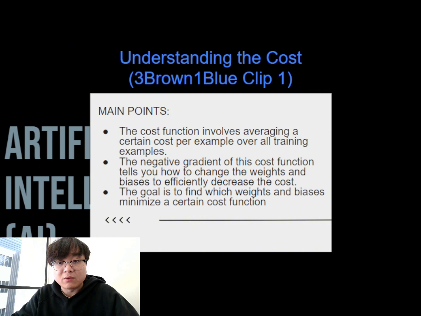Each component of the gradient shows how sensitive the cost function is to each weight and bias. A larger magnitude indicates that even a slight adjustment to the weight or bias will significantly impact the cost. The ultimate goal is to find the set of weights and biases that minimize the cost function. By iteratively adjusting these parameters in the direction opposite to the gradient, the network gradually learns to produce more accurate results.